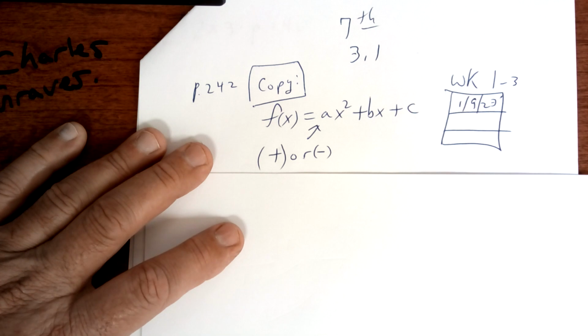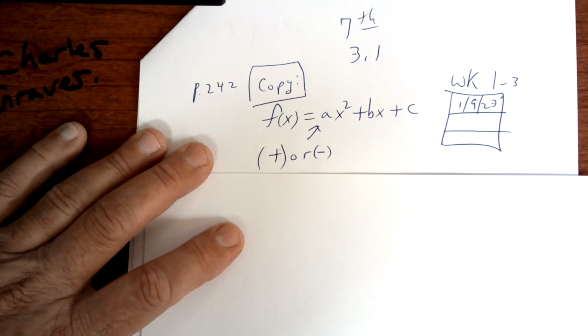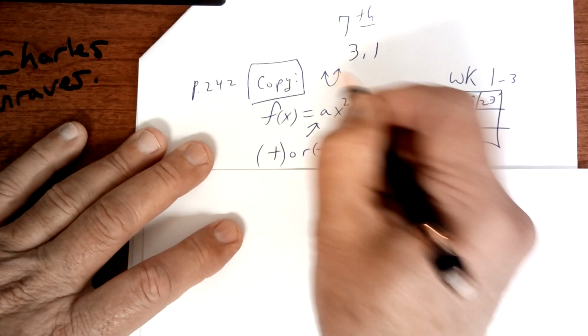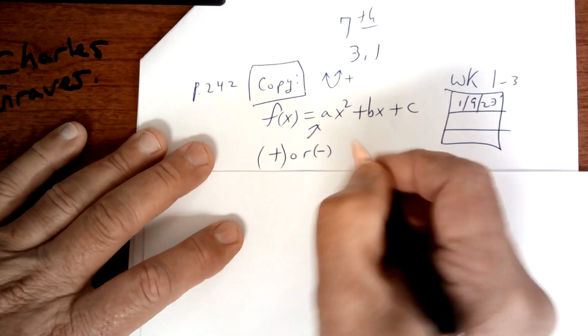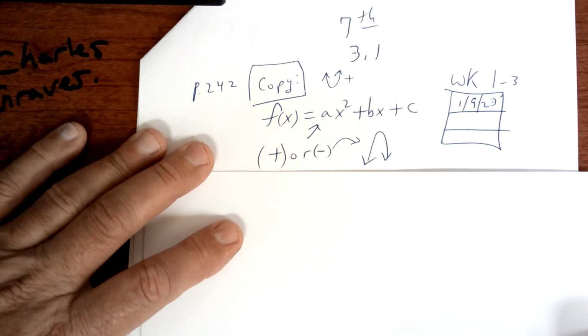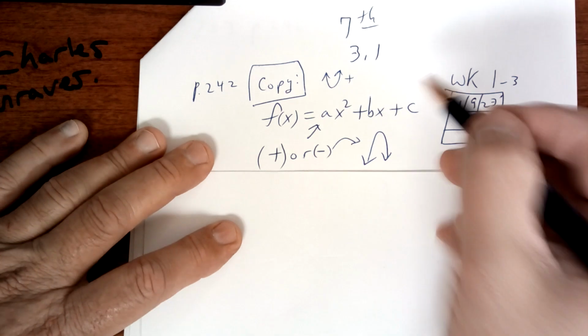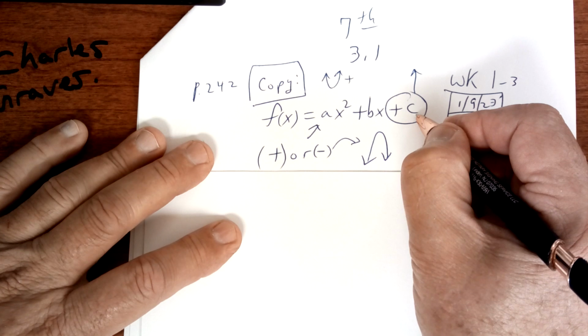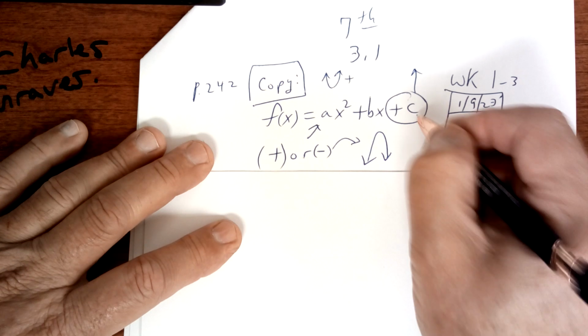Let's take a look here. Here's a function. Copy that down. If A is positive, it's going to go up. If A is negative, it's going to go down. Okay? This number right here tells you if it's up or down. If it's a plus, you're going to go up. If it's a negative, you're going to go down on the graph.